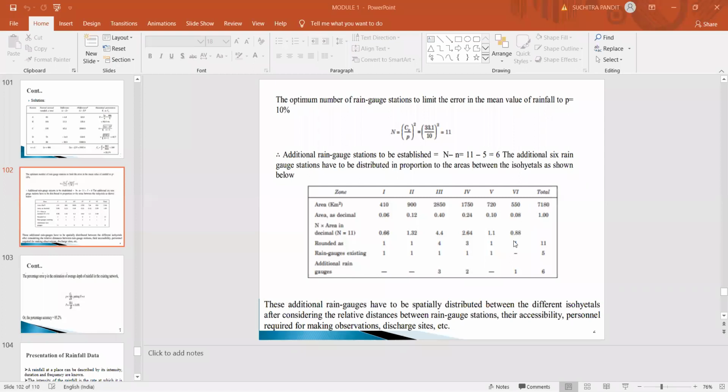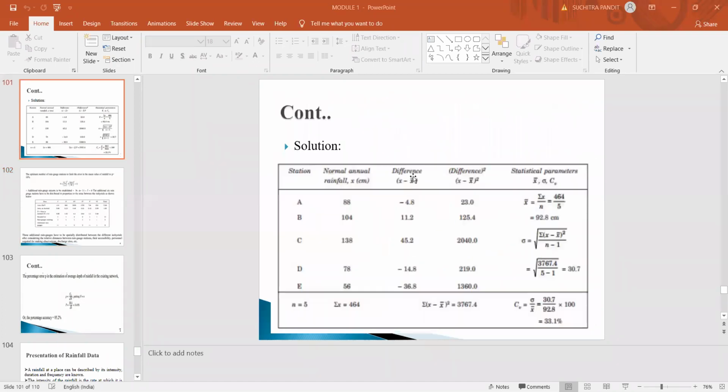And also zone 5, you have only 1 rain gauge, correct? Existing is not there, so you have to provide 1 more rain gauge. So like this, depending on the area in proportion, you can distribute the additional number of rain gauges that has been calculated. You have to distribute it according to the area.